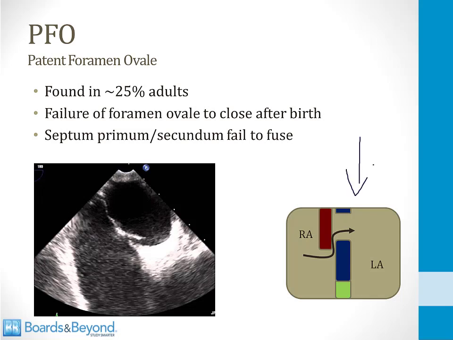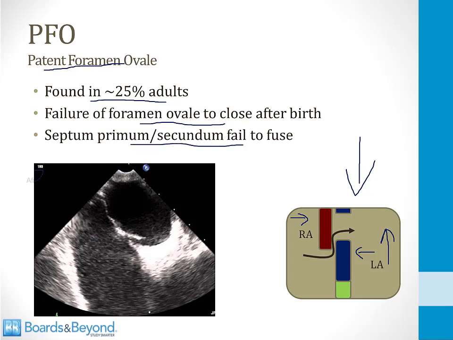If you look at the bottom right side of the screen here, at the time of birth, pressures in the left atrium become very high. This will push the septum primum against the septum secundum, and they should seal together and eliminate the foramen ovale. However, in about 25% of adults, this doesn't occur normally, and they are left with what's known as a PFO, or patent foramen ovale. This is caused by failure of the foramen ovale to close after birth. It's caused by the septum primum and secundum failing to fuse together.